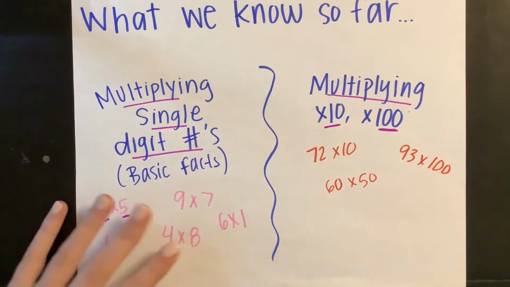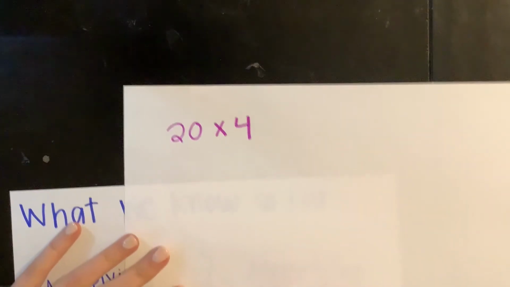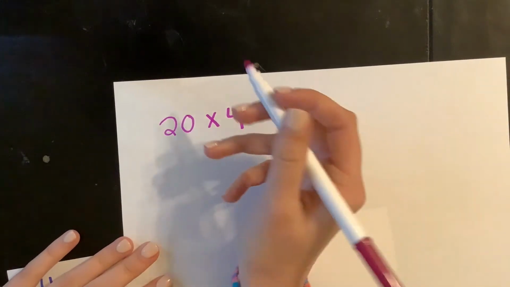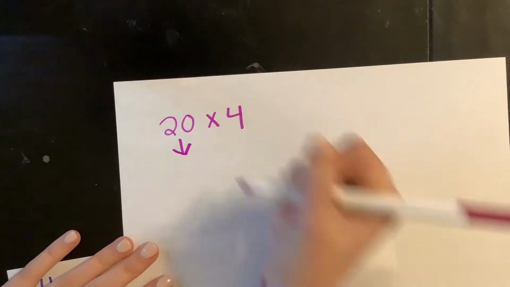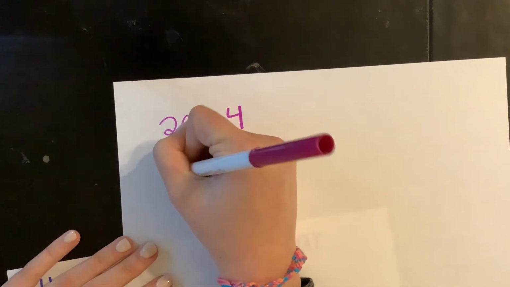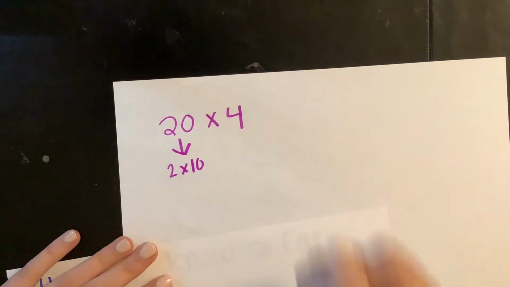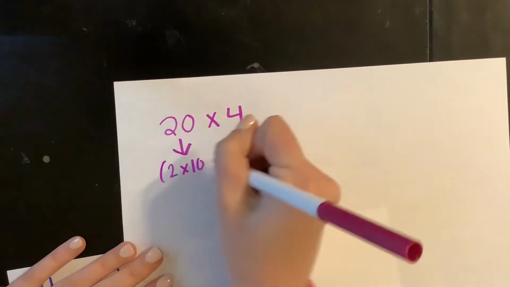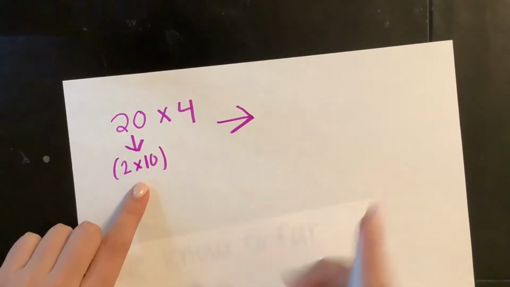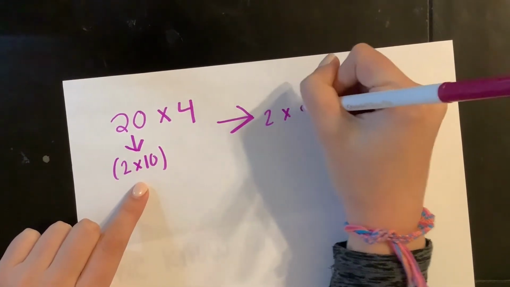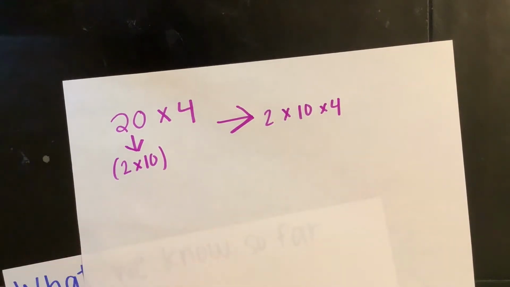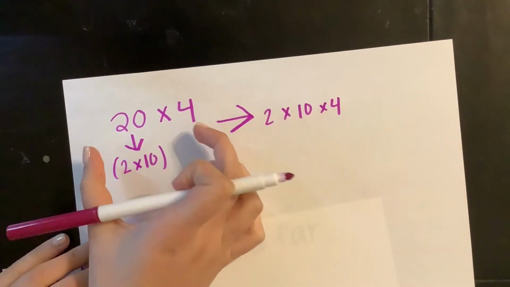Just a brief reminder, multiplying with things like tens. Last week we were taking numbers like 20 and we were rewriting them. 20 is the same thing as 2 times 10. So we can write a new equation and we can replace 20 with this. And we can do 2 times 10 times 4. And we're going to get the same thing multiplying these as if we multiply this.